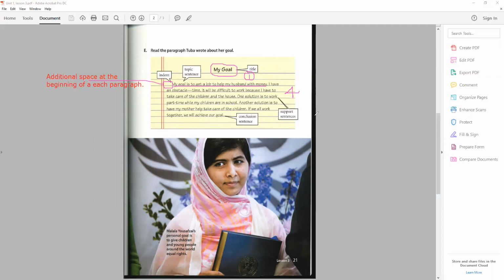If we all work together, we will achieve our goal. That of course is the conclusion sentence. So let's look at the picture at the bottom. It says Malala Yousafzai's personal goal is to give children and young people around the world equal rights.